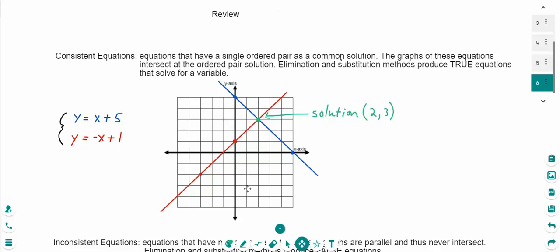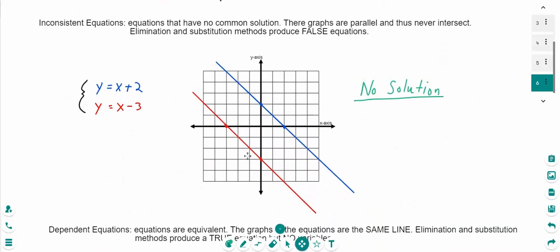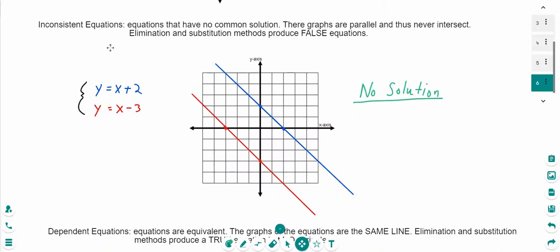Now today we introduced two other scenarios. This is one of them, the inconsistent equation. And that's when the equations have no common solution. The graphs are parallel and they never intersect, obviously. And if you use elimination or substitution methods, you will produce false equations. So the answer is simply no solution if you get that false equation.